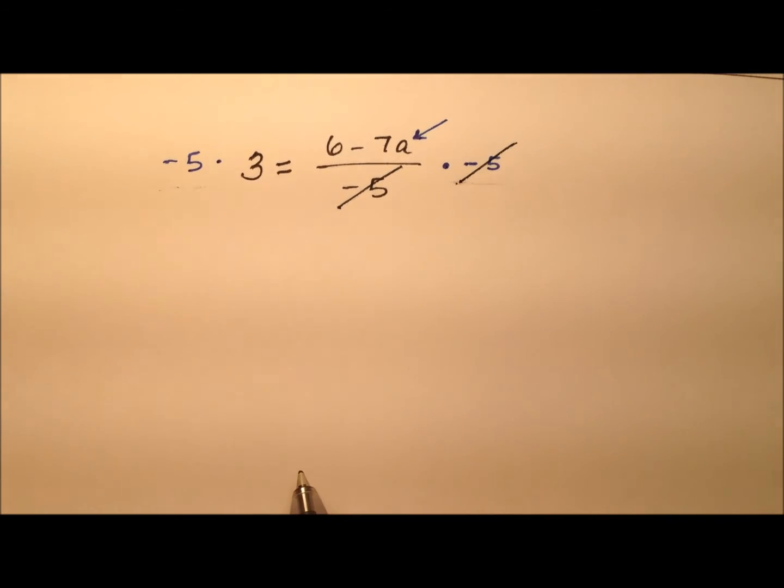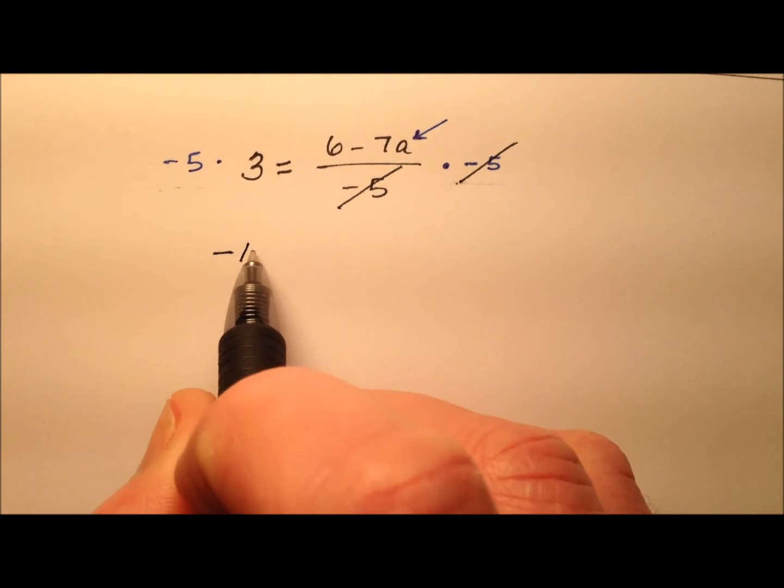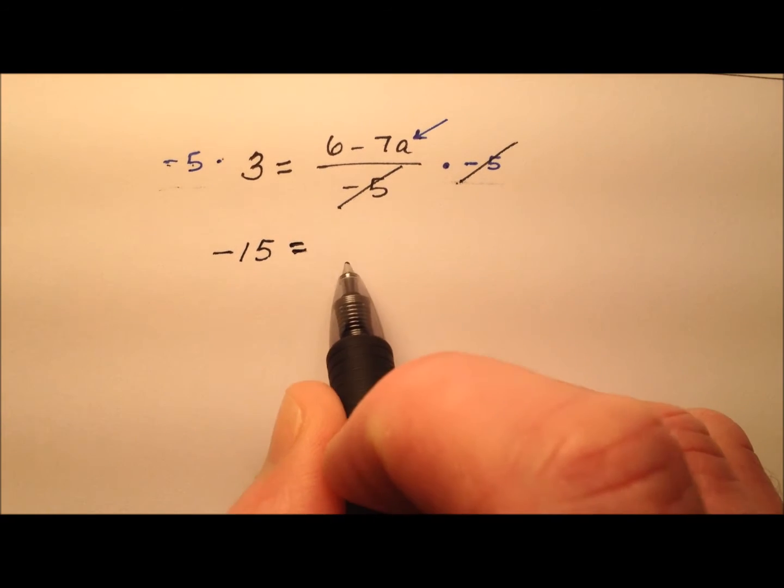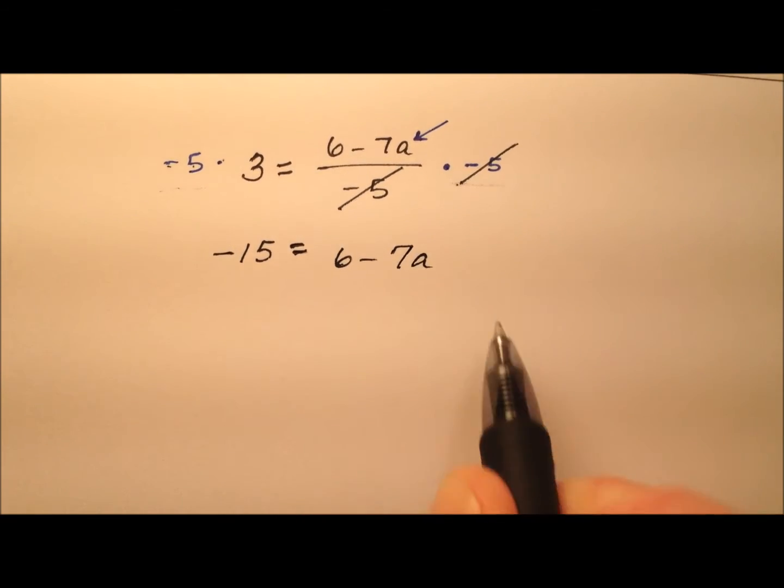So these negative 5s will cancel. So on the left I have negative 15, that's with my negative 5 times 3. And on the right then I just have the 6 minus the 7a.